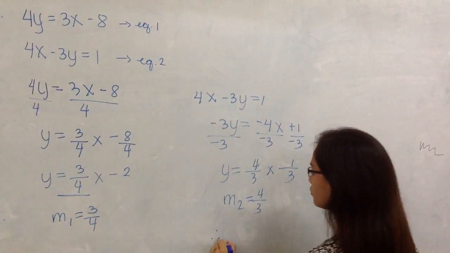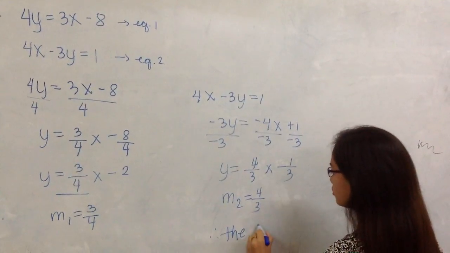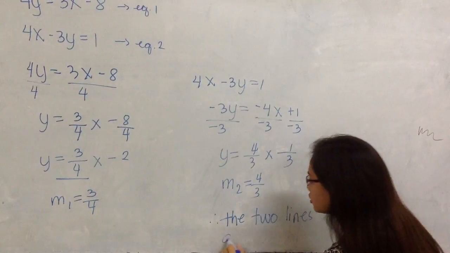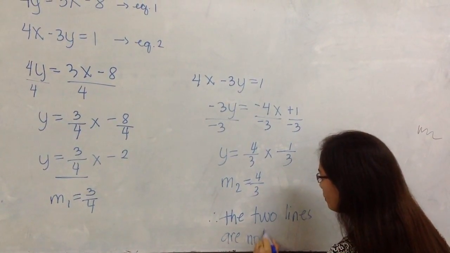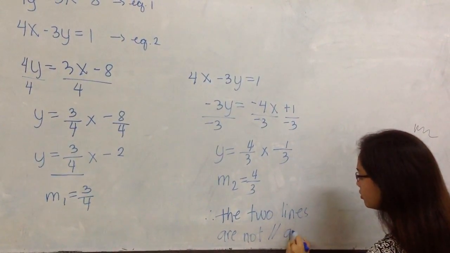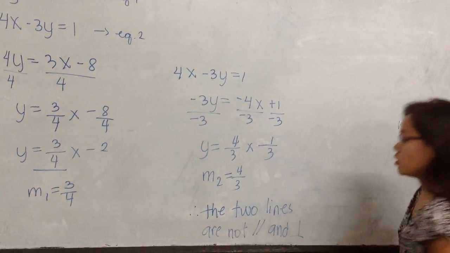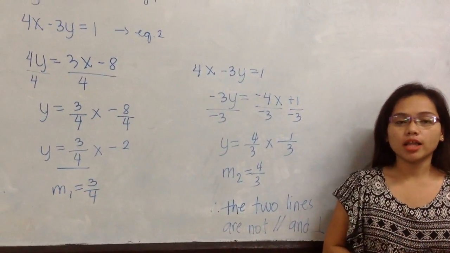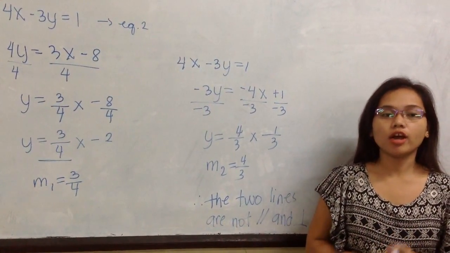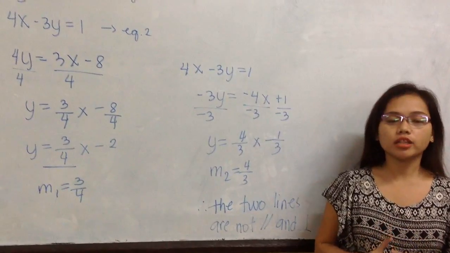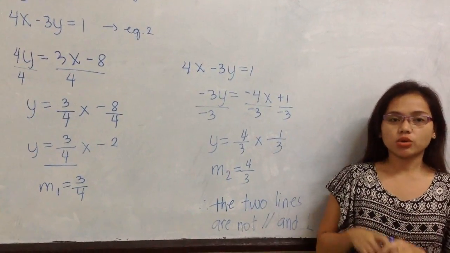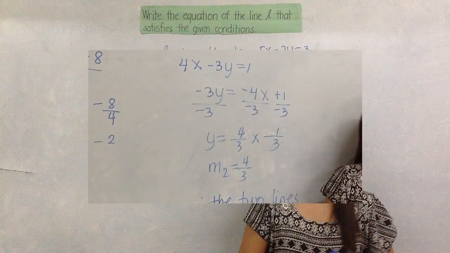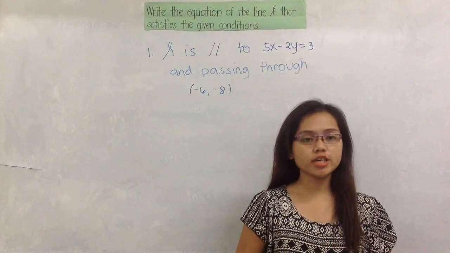Therefore, the two equations, or the two lines, are not parallel and not perpendicular. So if you graph these two equations, these lines are not parallel and not perpendicular. Rather, they just intersect, but they don't intersect at 90 degrees. So, which means these two equations are not perpendicular. Now, let's proceed to another example.